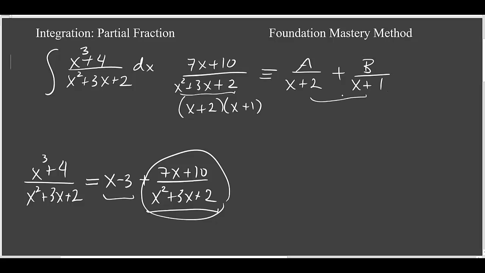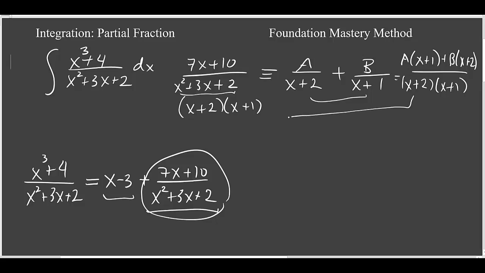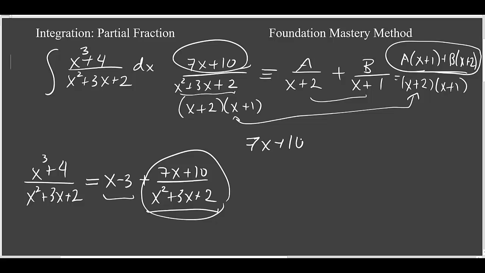And now if we put these two terms over a common denominator, which will be x plus 2 times x plus 1, we'll have A times x plus 1 plus B times x plus 2 in the numerator. And now what we see is that we have two rational functions here with the same denominator, so that means their numerators have to also be equal. So 7x plus 10 equals A times x plus 1 plus B times x plus 2. And now the job is to find A and B.